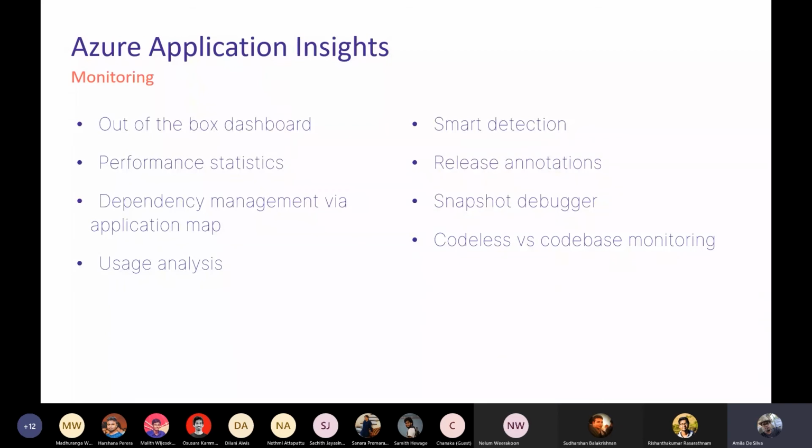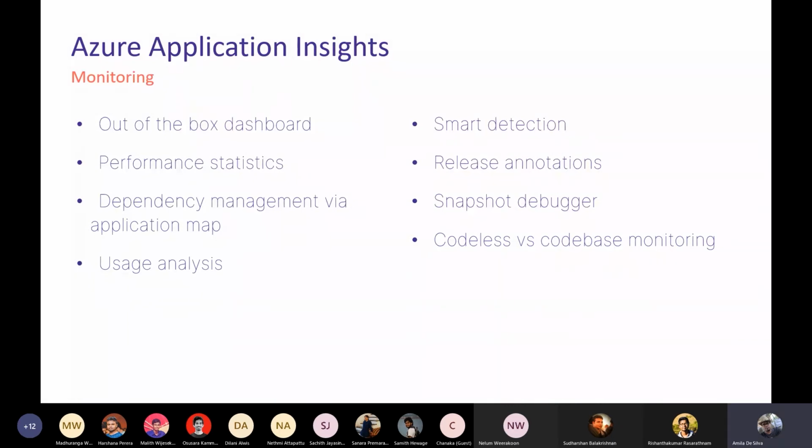With that, it can also monitor performance and usage, and it has this nice tool, the application map, where application insights analyzes the dependencies. So if one of your services depends on an API or something like that, it analyzes that, and that can be helpful, especially if there's a bottleneck and you want to find out where it is. And it has smart detection, where it tries to tell you where the issues are.